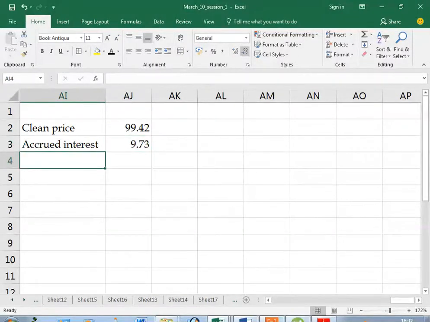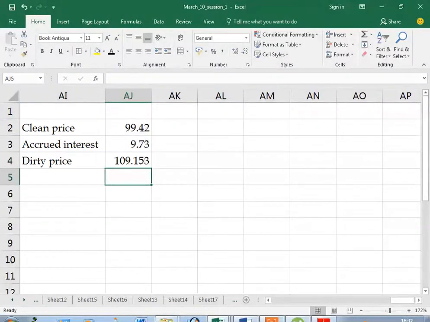When you add this, that is called dirty price. Clean price plus accrued interest is called dirty price. So calculate this. Working note 1, calculation of dirty price. Dirty price equal to clean price plus accrued interest. Accrued interest is always calculated on the original instrument.